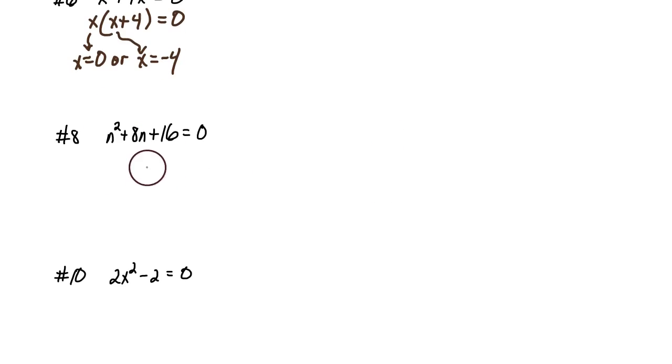Number 8, let's factor that perfect square trinomial. One set of parentheses squared. And to find these pieces, you take the square root of n squared, which is n. You take the square root of 16, which is 4. And because the middle term is positive, you put a positive there. This really means n plus 4 times n plus 4. So when you solve for n, you're going to get the same result either time. We would get n equals negative 4.